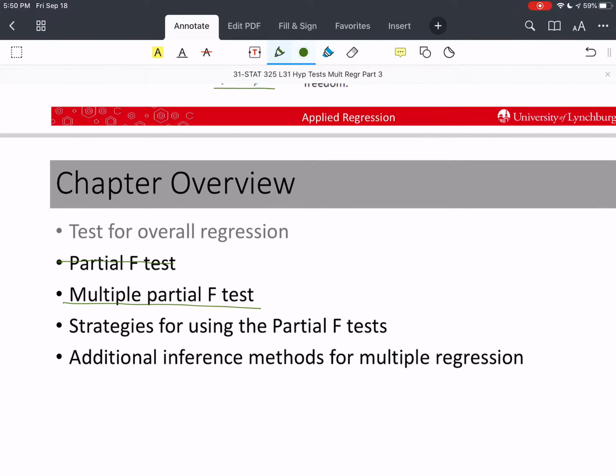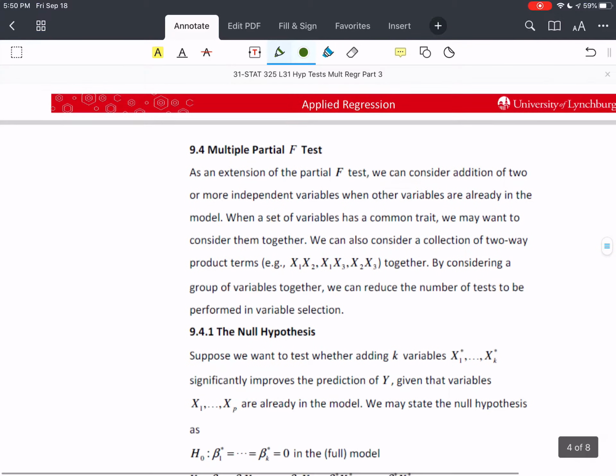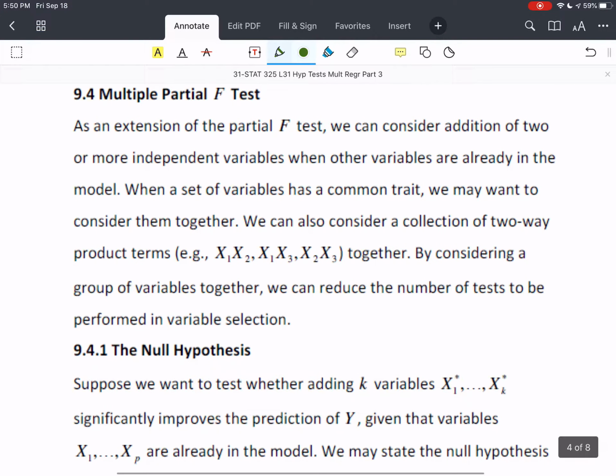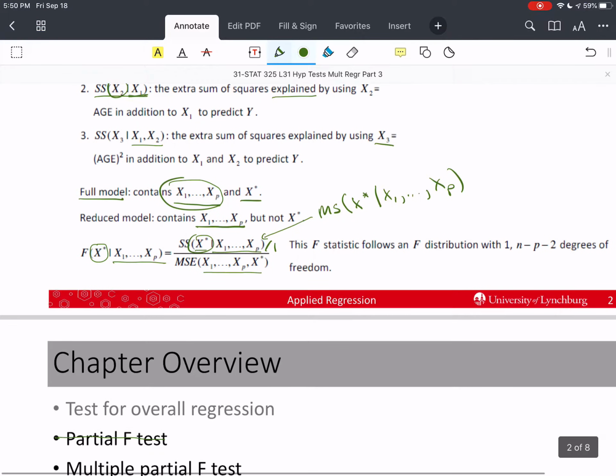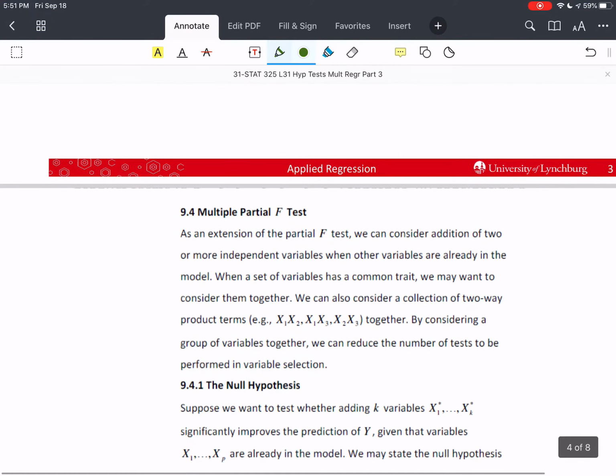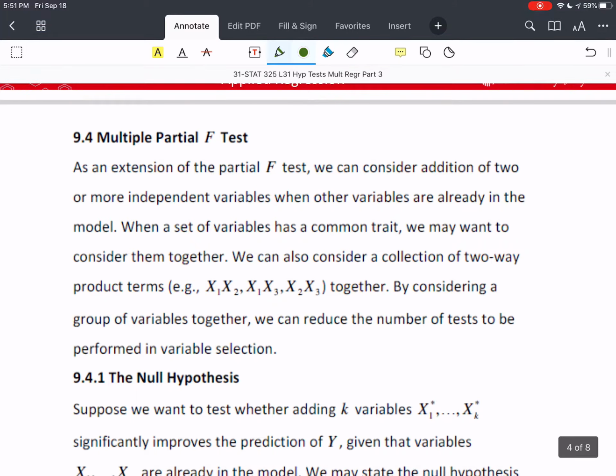Now we're going to talk about the multiple partial F-test. So let's see what we're getting ourselves into. This is an extension of the partial F-test. We can consider addition of 2 or more independent variables when other variables are already in the model. Last time we only considered adding one variable at a time, and we only looked at the individual contribution and whether adding one variable was significant. Now we're going to talk about adding 2 or more variables at the same time and see whether or not they're significant. That's the multiple part of this partial F-test.